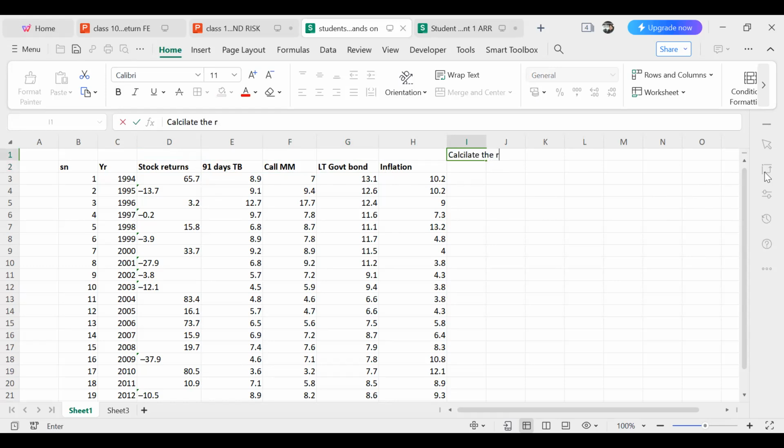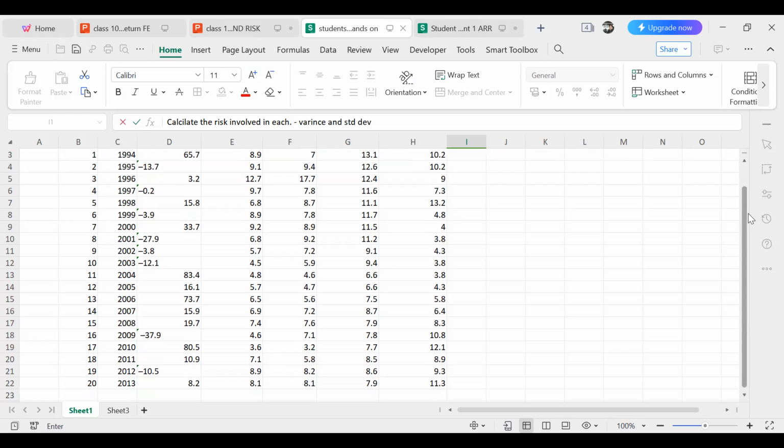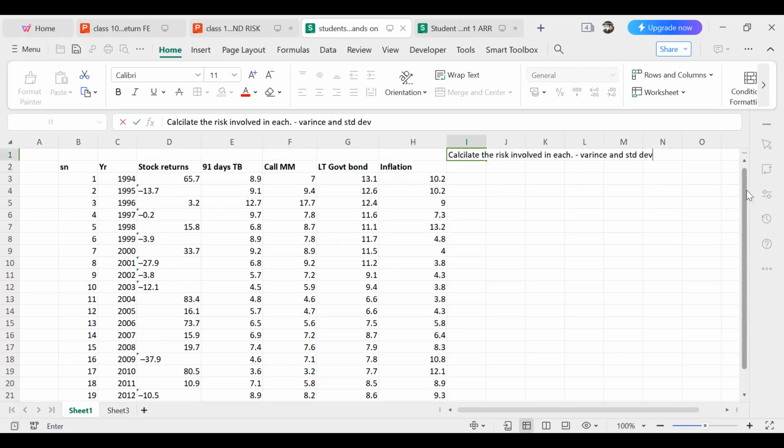Calculate the risk involved in each. That means you have to calculate the variance and standard deviation. Those who were not there in the last class, this will also be practice for you. Remember here, there are no probabilities. We are simply taking the absolute return of the assets and calculating.